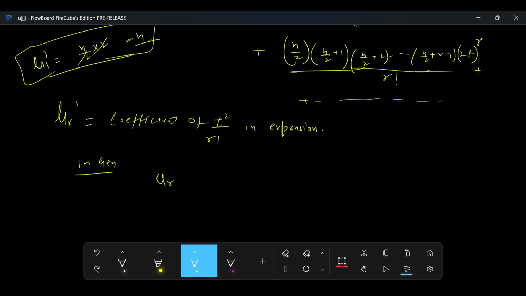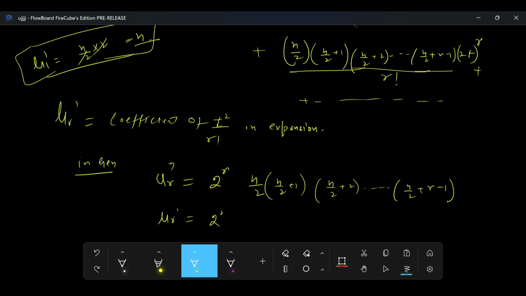अभी हम कुमुलेंट्स भी देखेंगे, वहां से भी जनरेट होगा. mu r dash is equal to 2r into n by 2, n by 2 plus 1, n by 2 plus 2, multiply n by 2 plus r minus 1. So ये कहां तक जाएगा, n by 2 plus r minus 1. And mu r dash is also equal to 2r gamma n by 2 plus r.